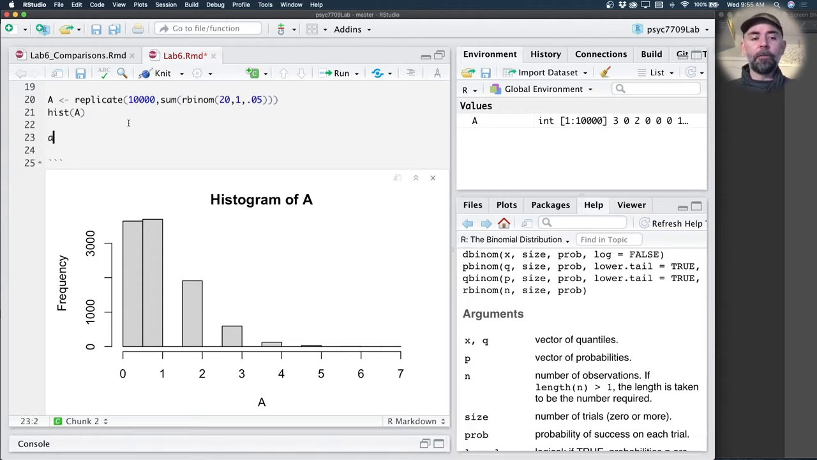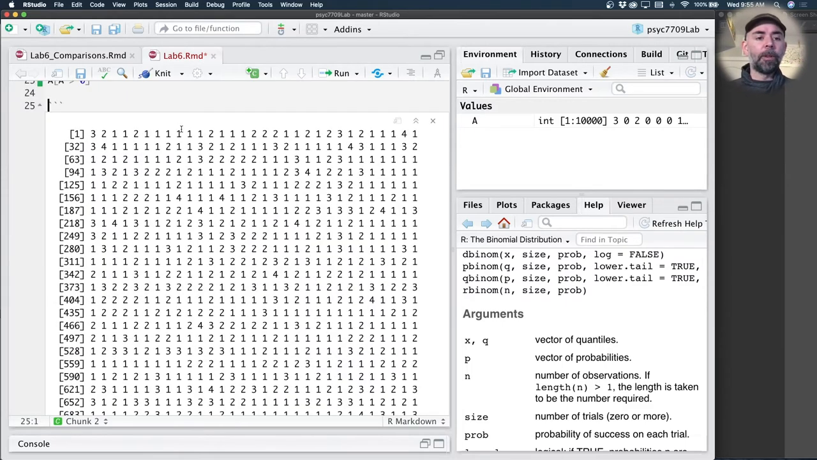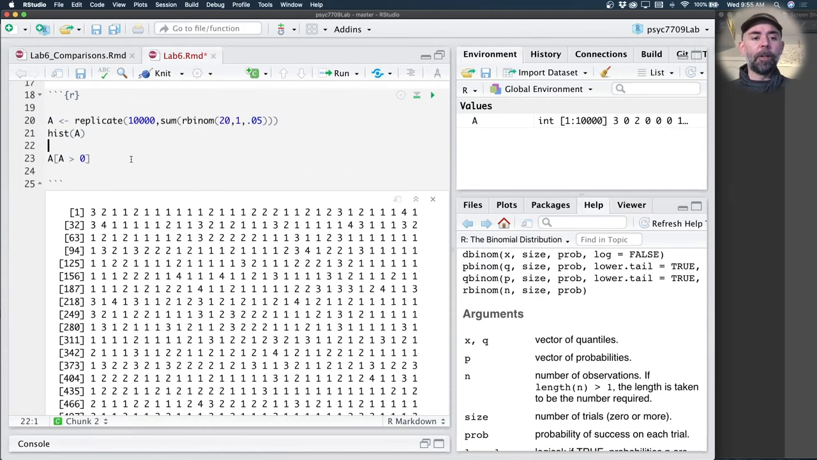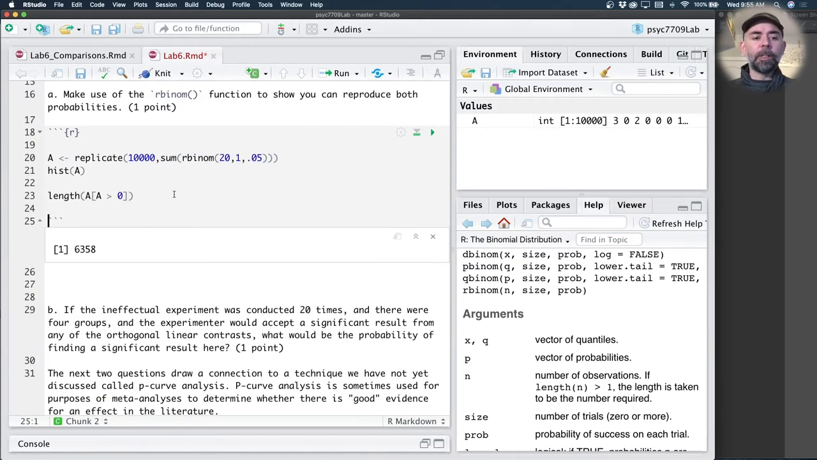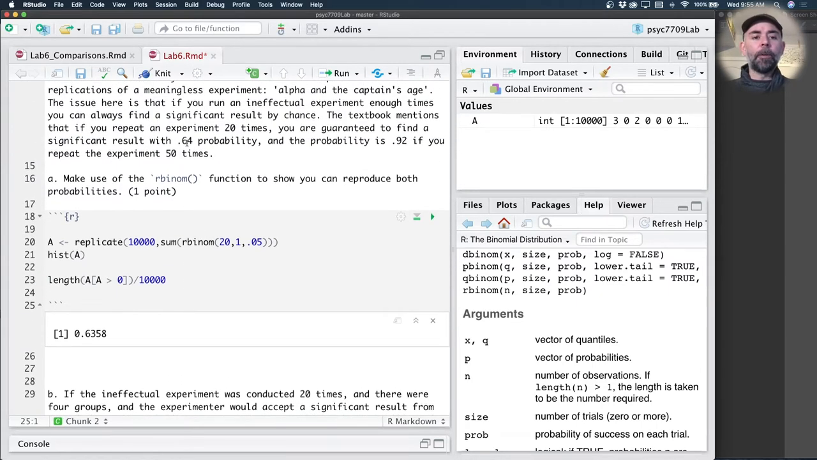So I'd like to go into the variable A, and I'd like to see how many of the numbers inside of this, this is 10,000 sums. So how many of them are greater than zero? Well, that's all of the ones that are greater than zero. I want to know how many of them there are. So there's 6,358. If we divide by the 10,000, we're approximating that 0.64 probability, right?